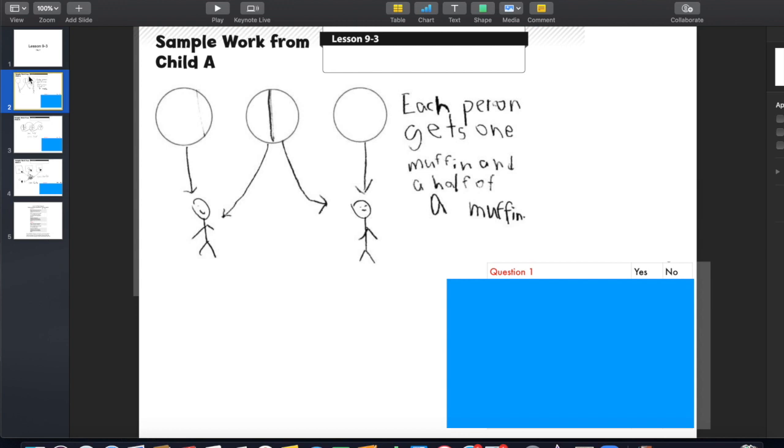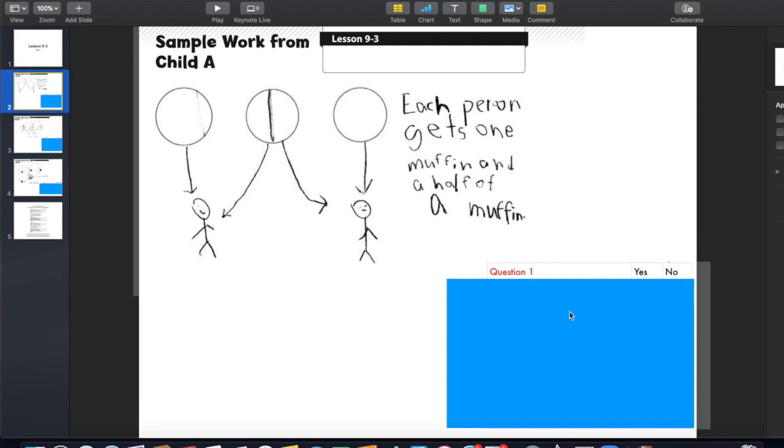And so the student drew a picture, and you can see here are the 2 students, and here are the 3 muffins. And what they did, I can clearly see, is they're giving each person a whole muffin, one whole, and then they're taking the third muffin and they're splitting it in half, and this person gets half and this person gets half. And their written response says each person gets 1 muffin and a half a muffin.